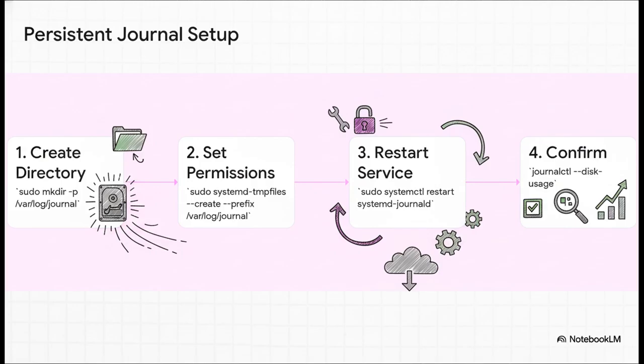All we're doing here is creating a specific directory for the journal. Once that folder exists, systemd-journald automatically knows, hey, I should write my logs here, to the disk, instead of just keeping them in memory. Four little commands and poof, your logs now survive crashes and reboots.